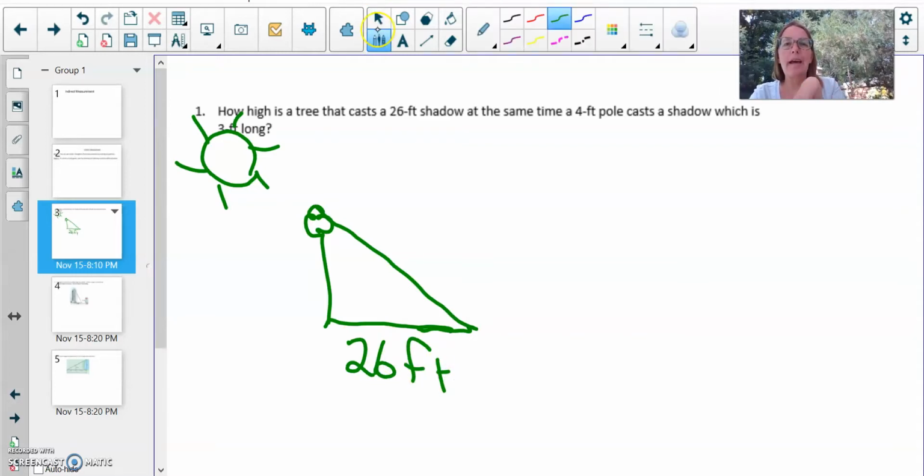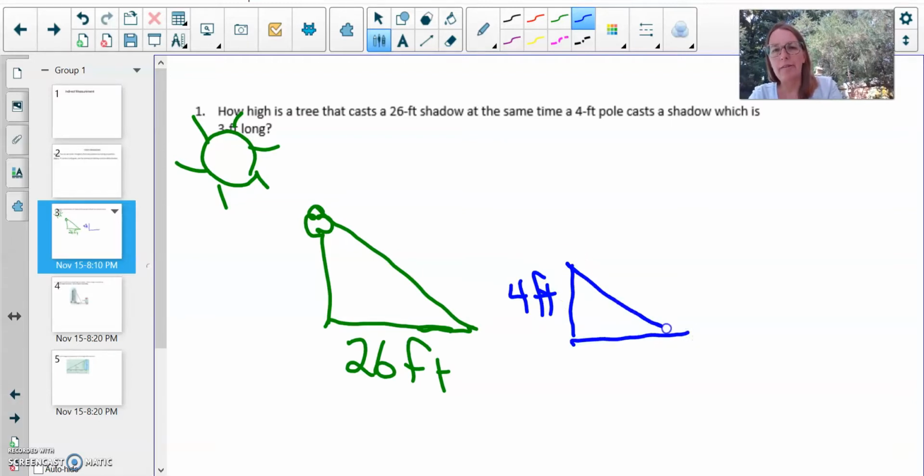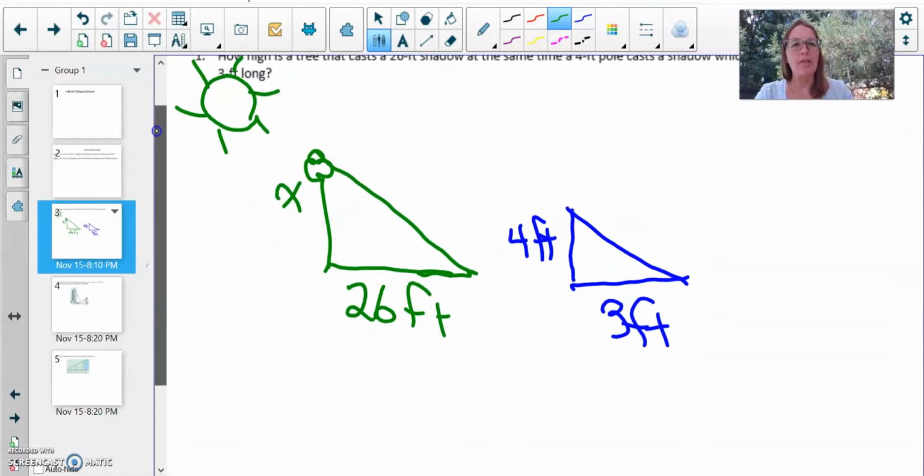At the same time, we have a 4-foot pole. And the length of the shadow from the 4-foot pole is 3 feet. You can tell my sketch is definitely not to scale. It's just a quick sketch. But what we get is a set of similar triangles. And our job is to find the height of the tree, which I'm going to call x. So I can set up my ratios.